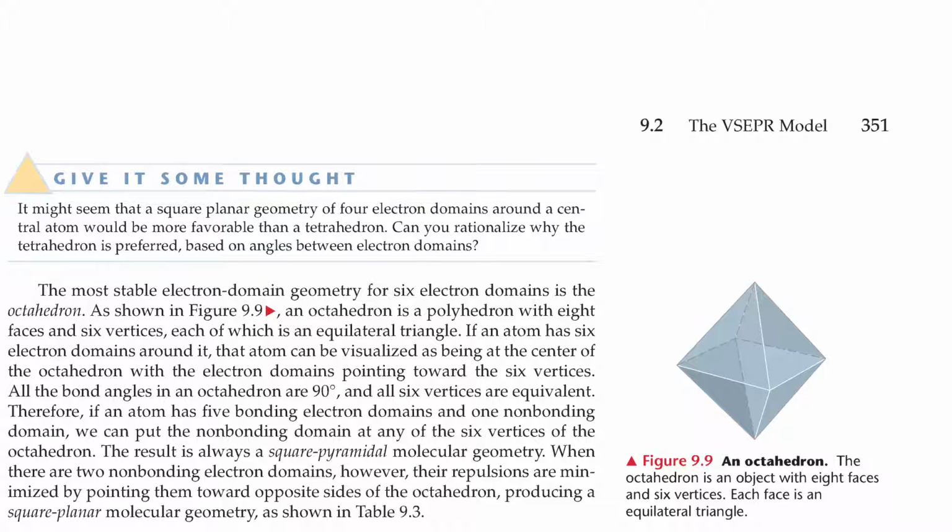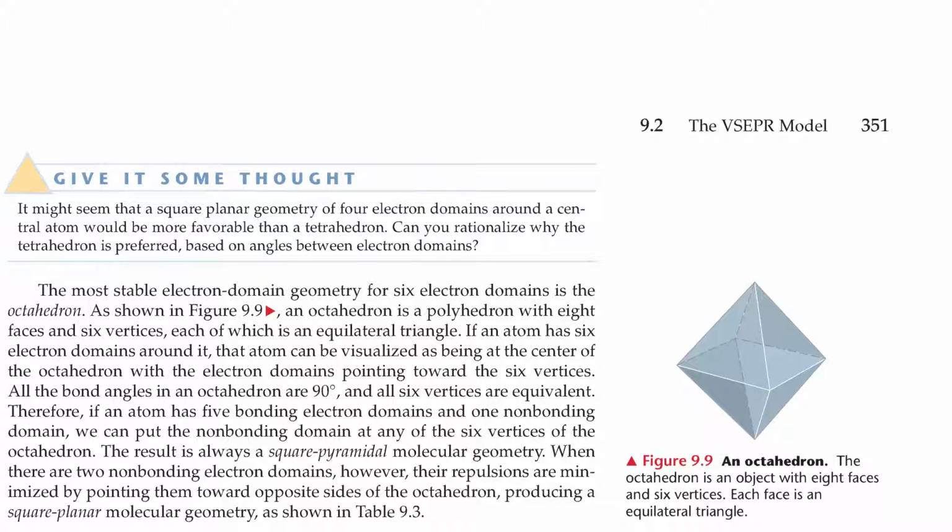The most stable electron domain geometry for 6 electron domains is the octahedron, as shown in Figure 9.9. An octahedron is a polyhedron with 8 faces and 6 vertices, each face of which is an equilateral triangle. If an atom has 6 electron domains around it, the atom can be visualized as being at the center of an octahedron with the electron domains pointing toward all 6 vertices. All the bond angles in an octahedron are 90 degrees, and all 6 vertices are equivalent.